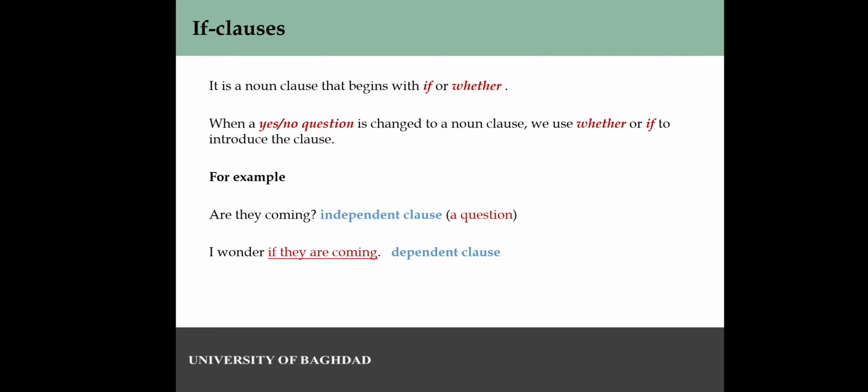I wonder if they are coming. So if they are coming is a dependent clause. It begins with if. Why? Because the original sentence, which is a clause, is a yes/no question that begins with an auxiliary. So we need in this case to add either if or whether to make a dependent clause. Hope it's clear about this type and the other three clauses.